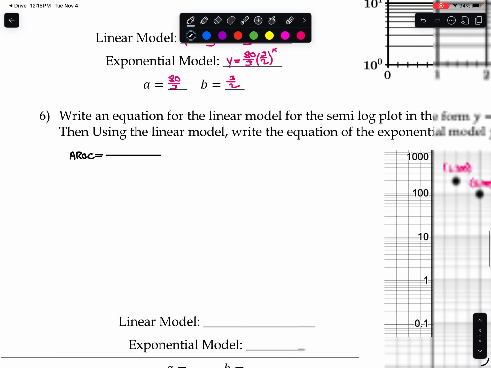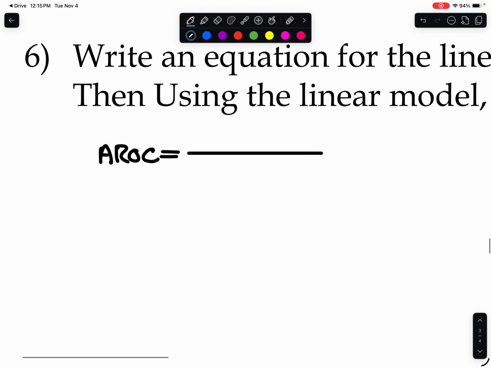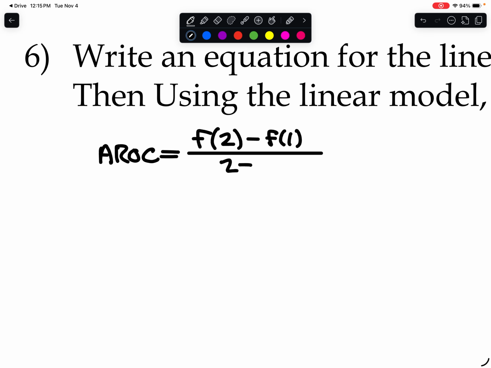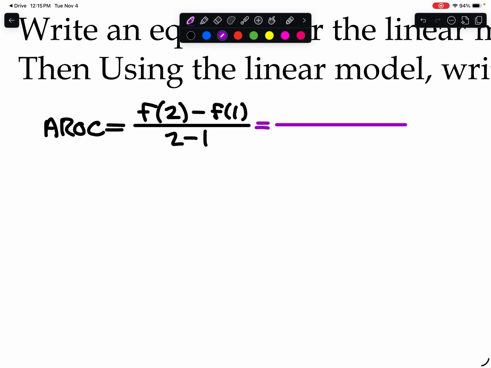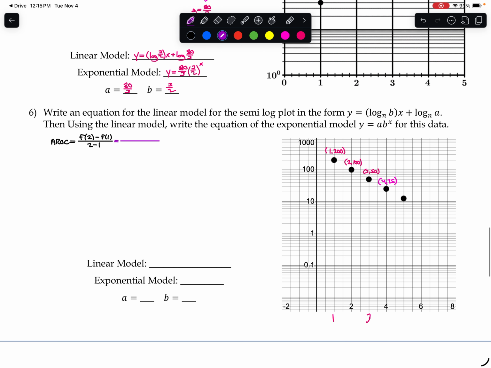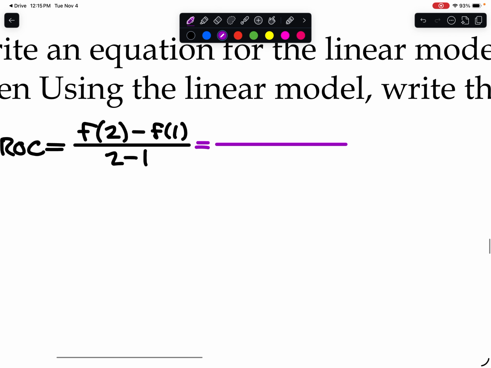So we don't have like an f of x or g of x equals, so I'm just going to use f of x by default. So f of 2 minus f of 1 over 2 minus 1. Then once again, because we are logarithmically scaling the y-axis, we are going to have to plug in log of whatever the y values are. So I'm going to do log of 100 minus log of 200, and that's going to be over 2 minus 1, which is just 1.